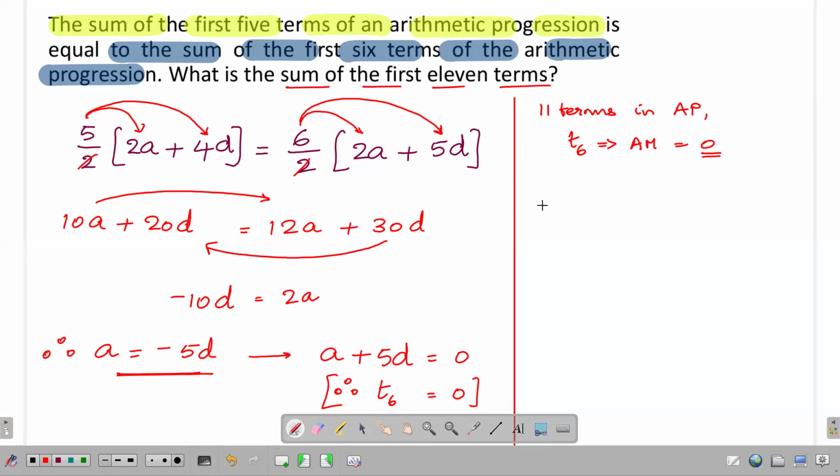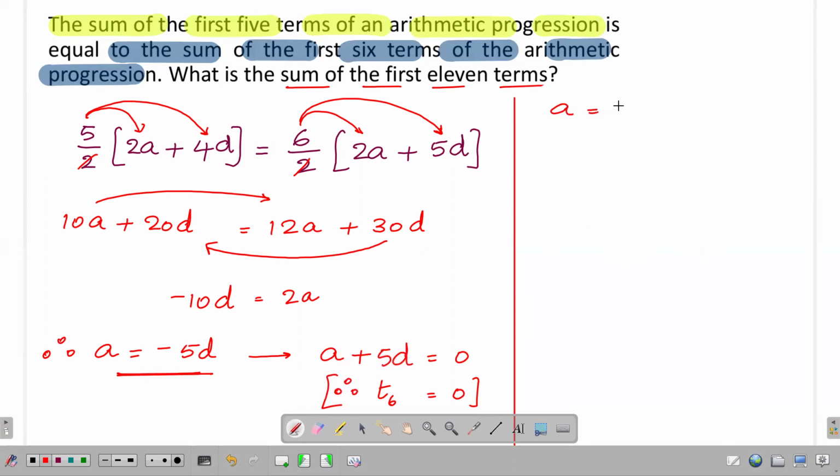Since the arithmetic mean is 0, I can consider that the sum of the first 11 terms will also be equal to 0, because the arithmetic mean is the sum of the 11 terms divided by 11, which is equal to 0. So the sum of 11 terms will be equal to 0. If you didn't follow what I just said, in the conventional way also I can prove it.